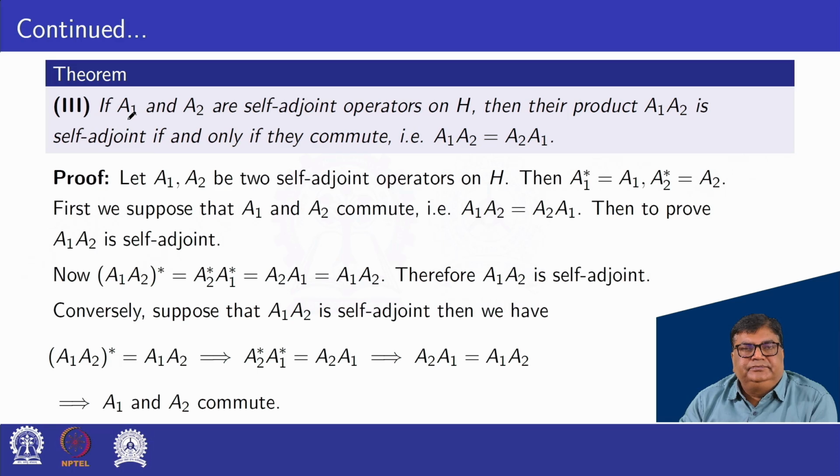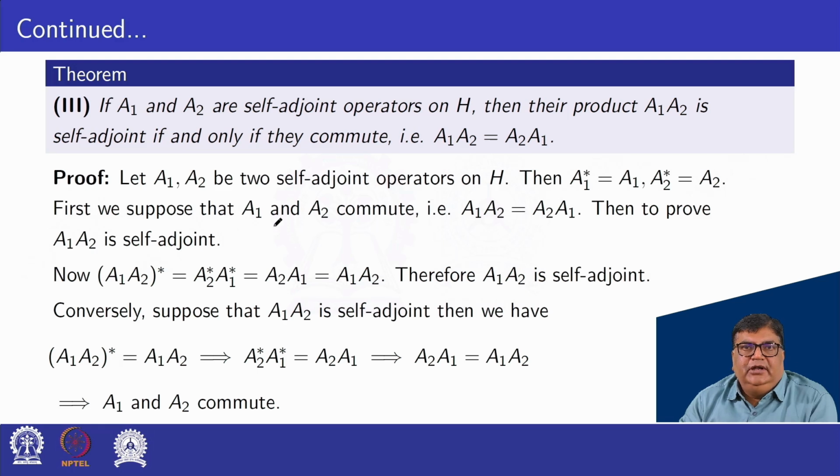Next theorem. If A1 and A2 are self-adjoint operators on H, then their product A1A2 is self-adjoint if and only if they commute. That is, A1A2 = A2A1. Proof. Let A1, A2 be two self-adjoint operators on H. It is given, then A1* = A1 and A2* = A2.